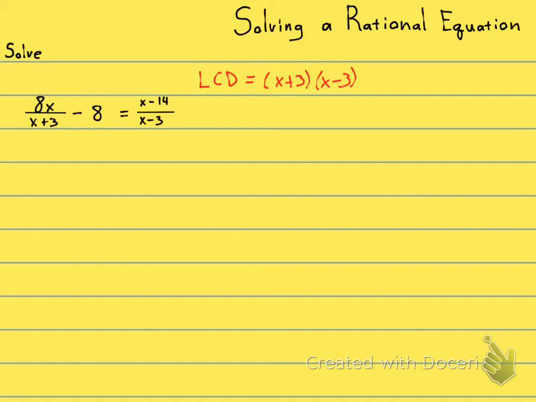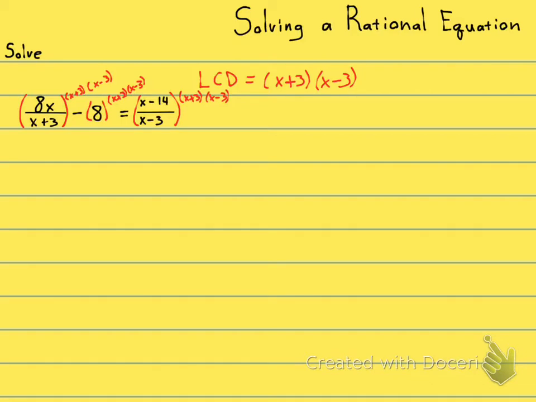And in this case, instead of using the LCD to get all of the fractions combined together, we're going to use it to get rid of the denominators. And what you need to do is multiply every term by the LCD, including the 8. Even though the 8's not a fraction, it is a term. Basically, we're multiplying the left side times the LCD and then multiplying the right side times the LCD. And you can do that. If you multiply something times the left side, you have to do the same thing times the right. So we're going to multiply times x plus 3, x minus 3. We'll multiply this one times x plus 3, x minus 3, and we'll multiply this one times x plus 3, x minus 3.